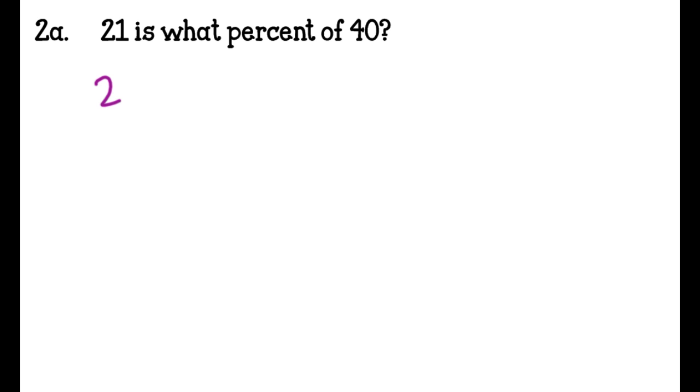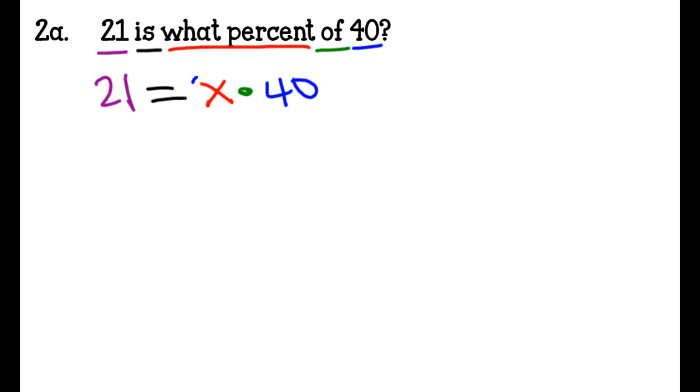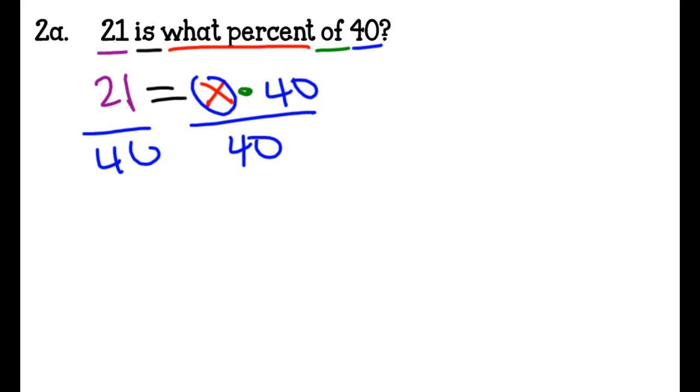2a, we have 21. Is means equal sign. What percent is x? Of means multiply. And 40. To get x by itself, to undo this multiplication, we divide by 40. So this is taking what we learned in chapter 6. We take 21 divided by 40, and we get 5 and 25 thousandths equals x, because remember, these cancel off.